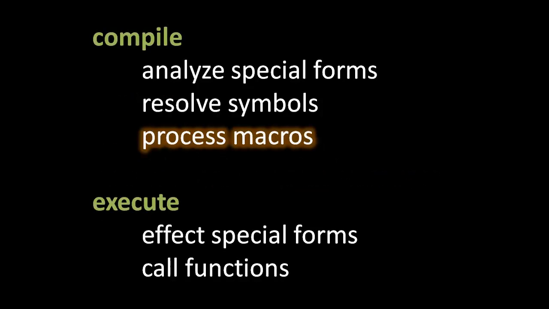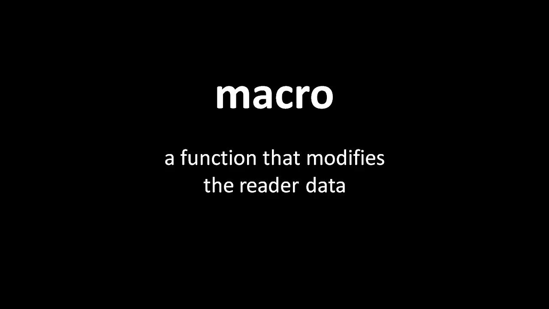In my description of the compilation phase, I actually left out one important step, and that's the processing of macros. So you're wondering, what is a macro? Well, in Lisp, a macro is really just a function that takes data from the reader and modifies it. Macros transform the reader data before the reader data gets compiled into bytecode. The point of this is basically that we can write macro functions that effectively serve as syntactical conveniences. In Lisp, if you find that you keep writing the same boilerplate code over and over, you can often solve that problem by creating a macro.